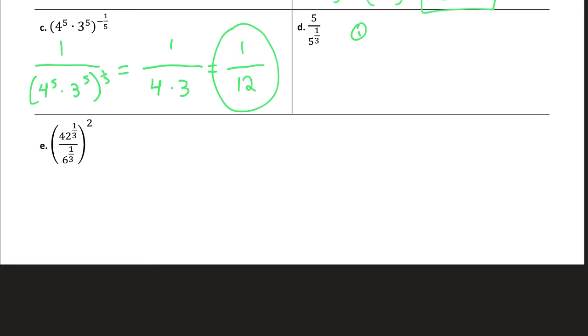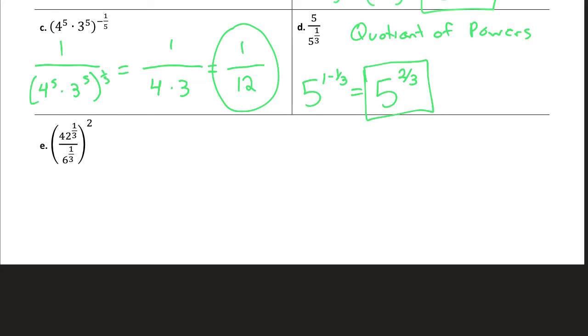Part D. This one is a quotient of powers. So we are dividing two powers with the same base. We subtract the exponents. So this would be 1 minus 1/3, so 5 to the 2/3 power. I subtract the exponents when I divide two powers with the same base. And as far as part E goes, we're raising a quotient, or a power of a quotient.